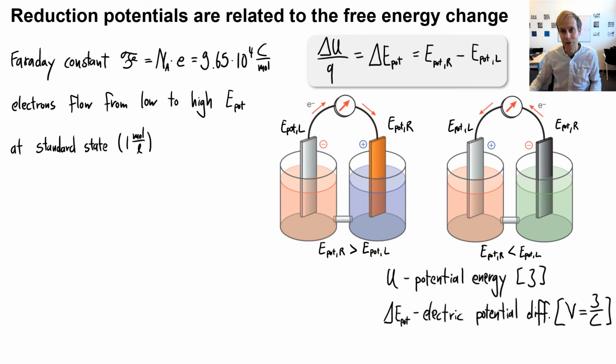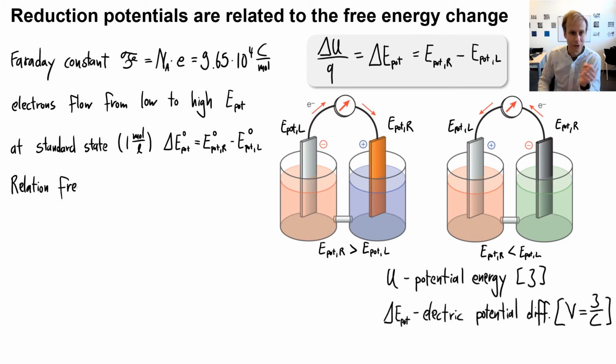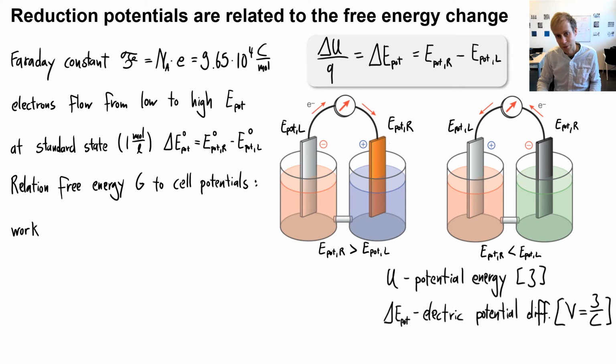So at standard conditions, of course, again, we can express the electrochemical potential with the standard state at 1 mole per liter, 298 kelvins and 1 atmosphere pressure, as the difference between the electrical potential on the right minus the electrical potential on the left, both at standard states. So now we relate the free energy G to the cell potential. The work, as we have seen, is equal to the amount of charge that has been moved times the voltage, right? We've seen this on the previous slide.